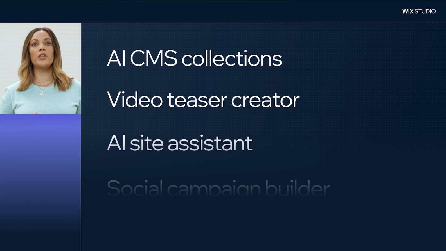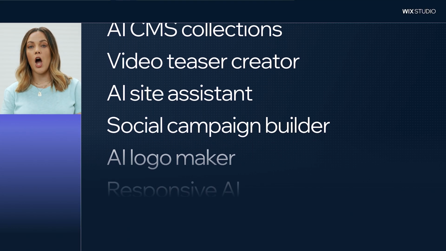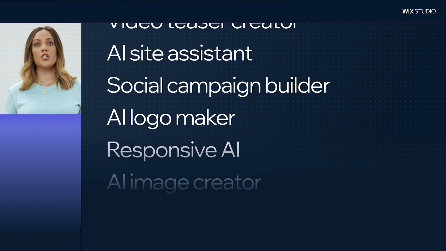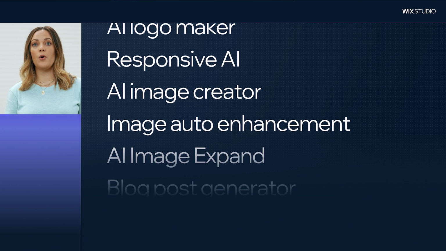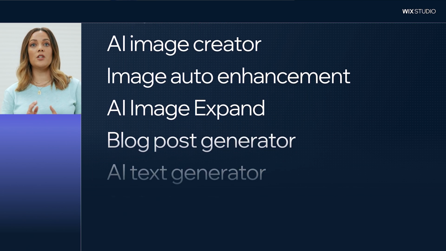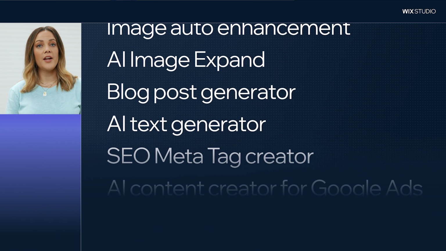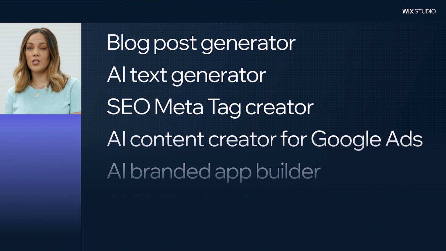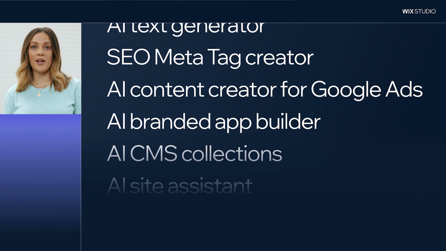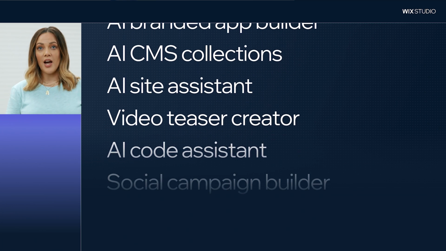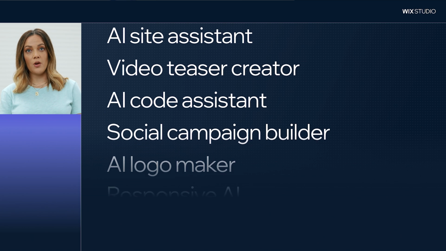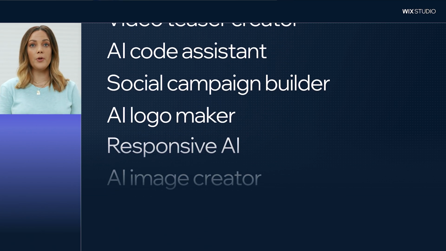You're already familiar with the many ways you can leverage AI on Wix Studio. You can make sections fully responsive or use AI to enhance images, like sharpening them or changing the background. If you need to jumpstart the writing process, there are AI tools to help you out with blogs, product descriptions, SEO meta tags, or Google Ads. You can even build branded apps using AI. And if you're not a developer but want to add some functions, we have an AI code assistant to help you get there. So today, I want to introduce new expanded AI capabilities.